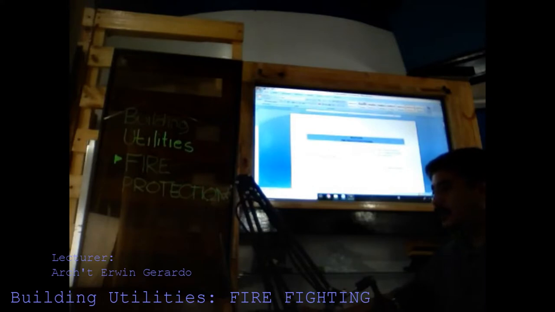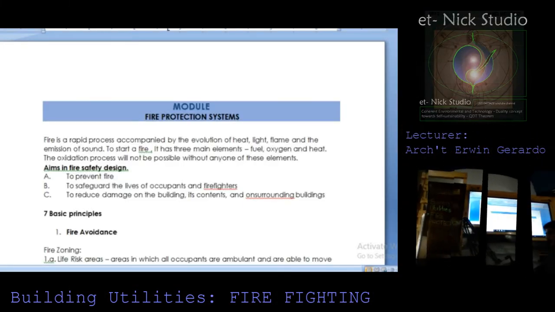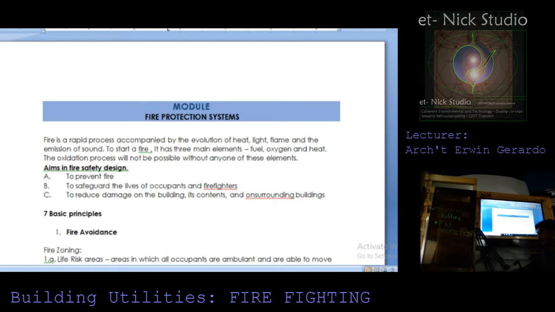This module covers the fire protection system. Fire is a rapid process accompanied by the evolution of heat, light, flame, and the emission of sound. To start the fire, it has three main elements: fuel, oxygen, and heat. The oxidation process will not be possible without any one of these three elements.